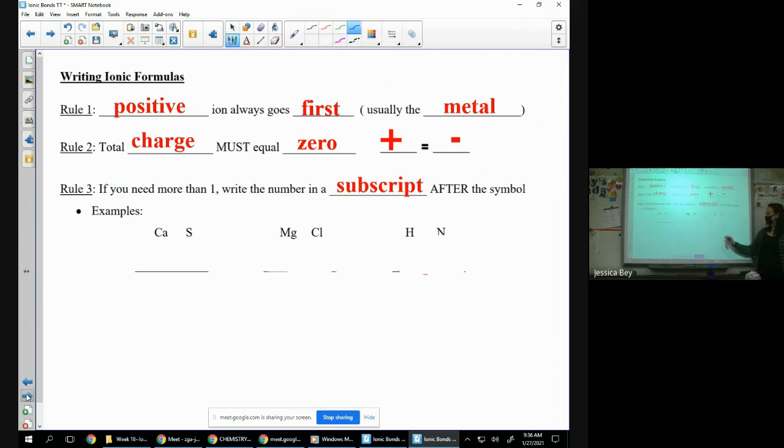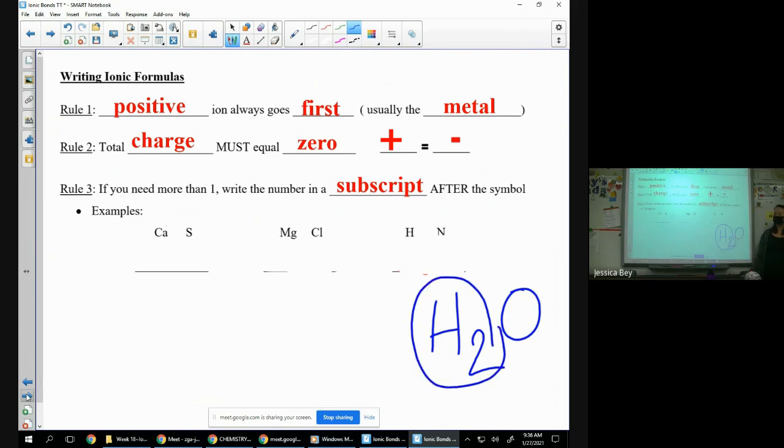You guys know how to do this. H2O. What is that 2 telling me? Is that 2 talking about the oxygen or the hydrogen in water? Do you know? The 2 is very good, okay? So if you want 2 of something, you put a subscript and connect it to whatever element you're talking about.